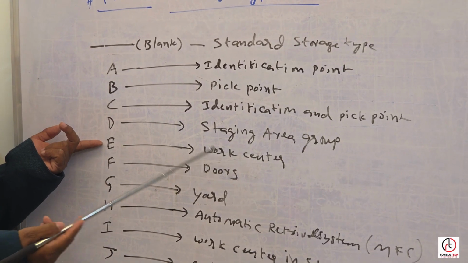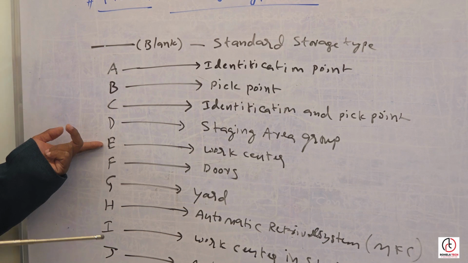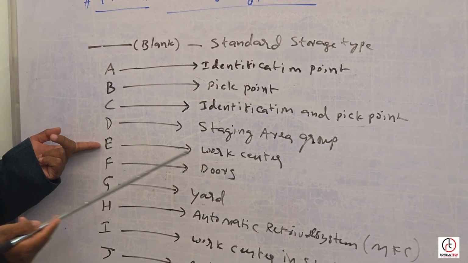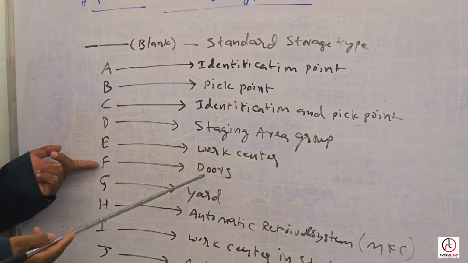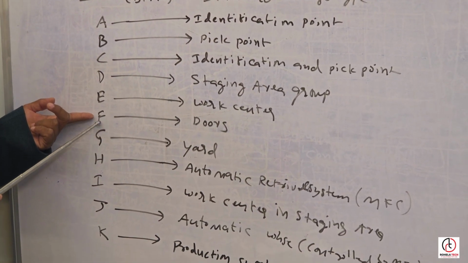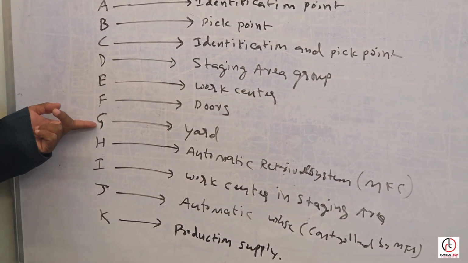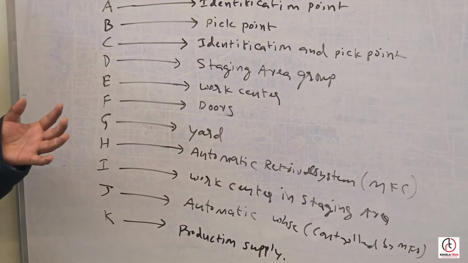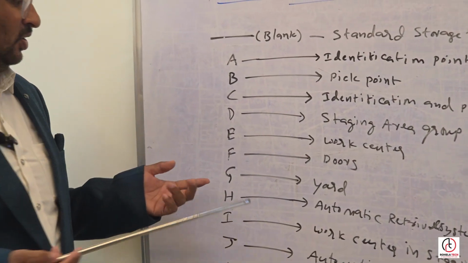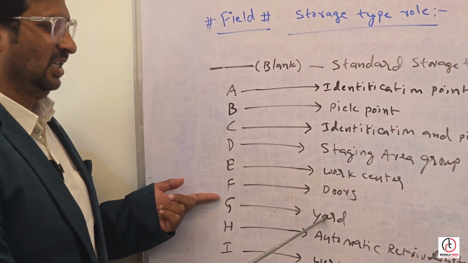Then you have the work center storage type role. If you select E, whichever storage type is going to act as a work center, there you will see E as work center. Then to define the doors in the warehouse, the storage type will be identified with the storage type role F. Then yard. For the outside premises of a warehouse where we manage the inbound and outbound vehicles, we are going to define a storage type with the storage type role called G, yard.